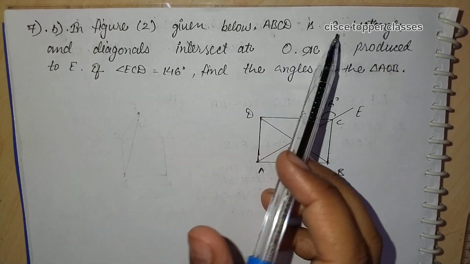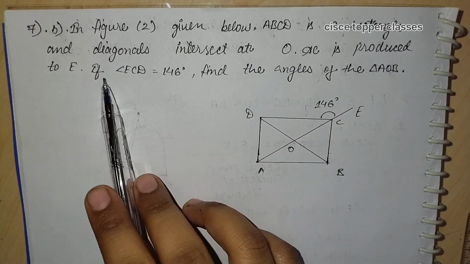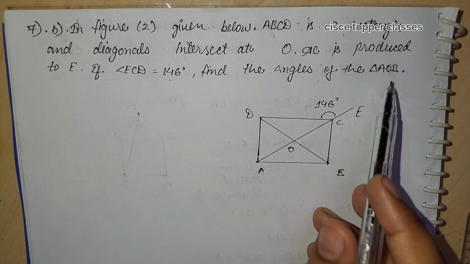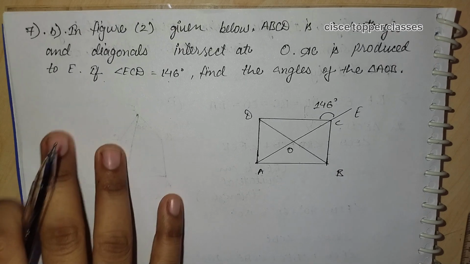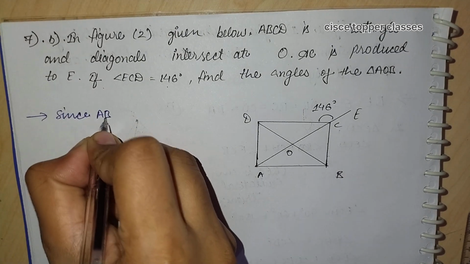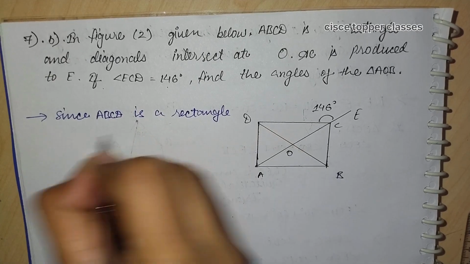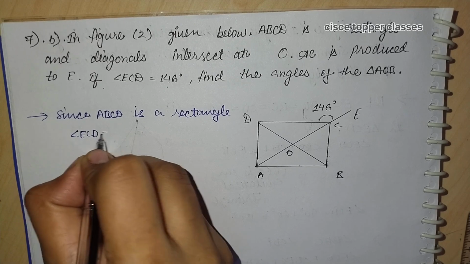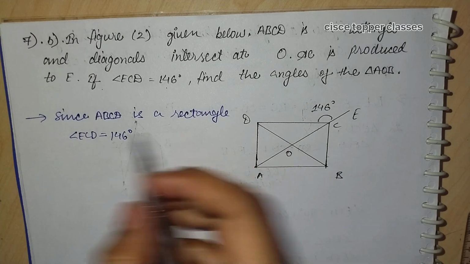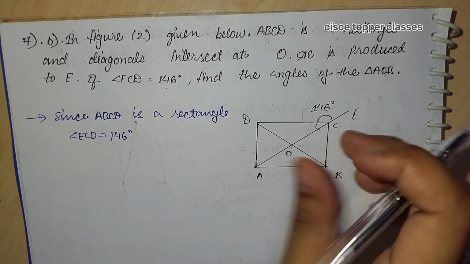In the second figure given below, ABCD is a rectangle and diagonals intersect at O, and AC is produced to E. If angle ECD is given to us as 146 degrees, then find the angles of triangle AOB. So simply we can write, since ABCD is a rectangle here, angle ECD is equal to 146 degrees, and ACE is a straight line, so we can find the value of this DCO.